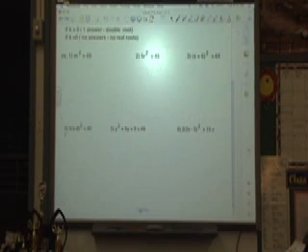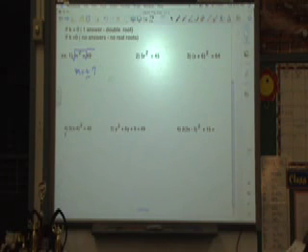So for the first example, m squared is isolated, so I'm going to take the square root of both sides. And I get m equals plus or minus 7.